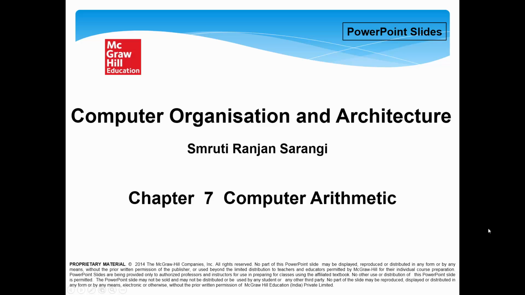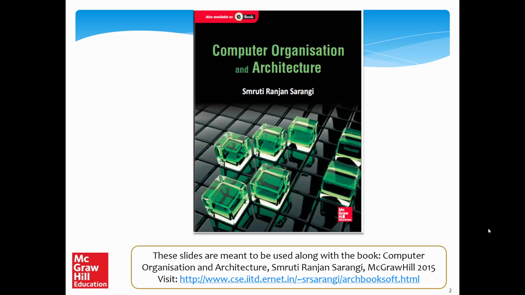Welcome to Chapter 7. This is a chapter on computer arithmetic. We shall use all the knowledge that we have gained in designing digital logic, all the knowledge that we gained in Chapter 2, the language of bits, to design circuits in this chapter to implement adders, multipliers, and dividers. So, this is Chapter 7 of the book Computer Organization and Architecture, published by McGraw-Hill in 2015.